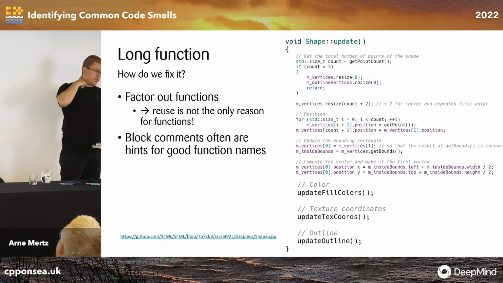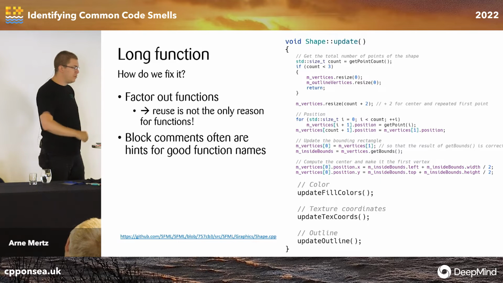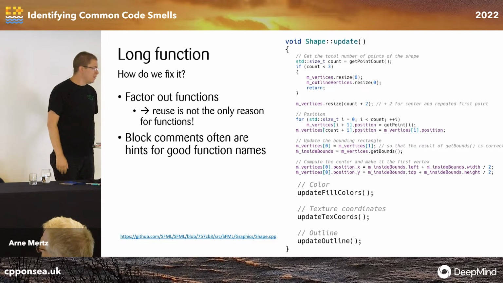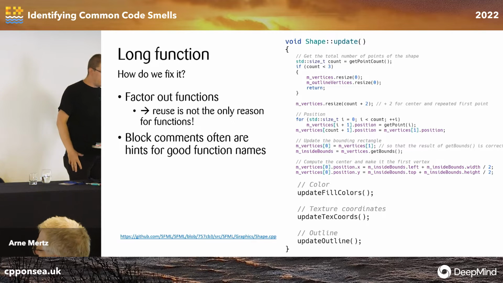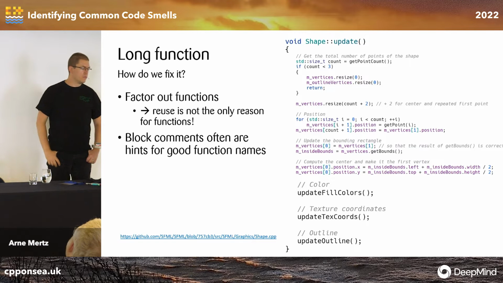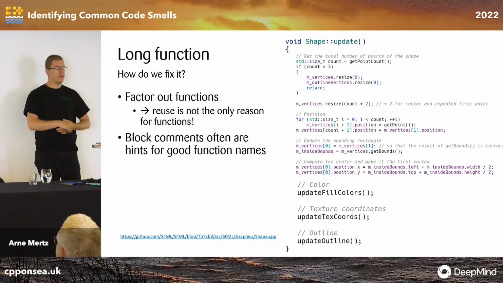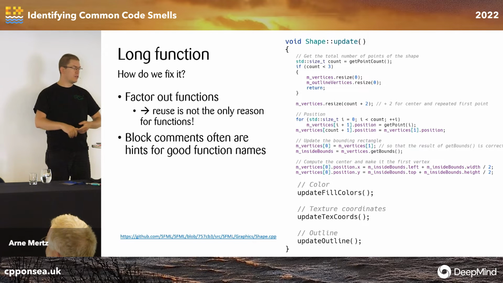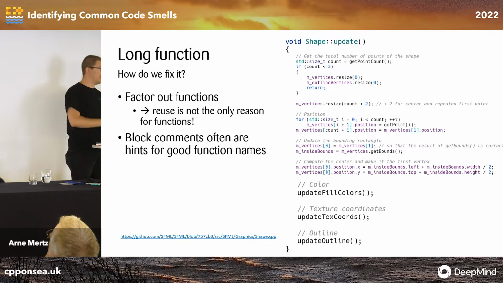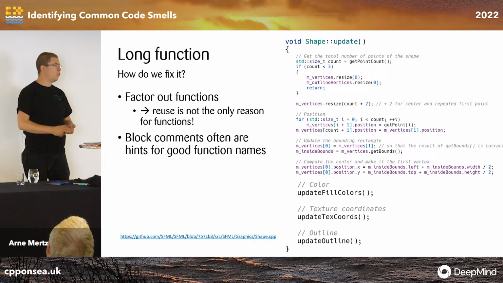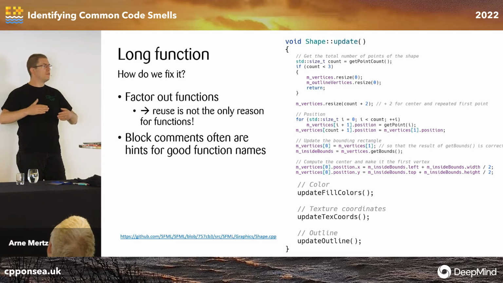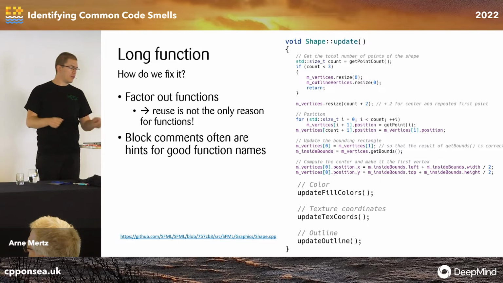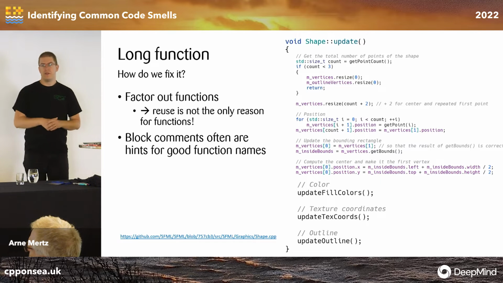And this update function first does a lot of lower detail stuff with the vertices, and so I used a little smaller font here because the details of the first 15 lines of code are not too important, but it has to do a lot with vertices and so on. And then it calls update fill colors, update text coordinates, update outline, which is obviously a completely different level of abstraction, right, than going through all the individual vertices on the shape.